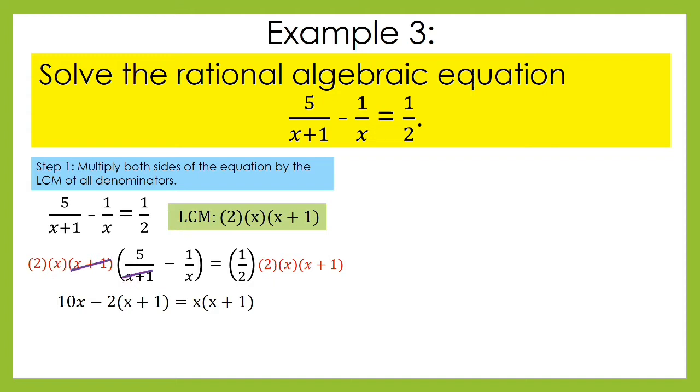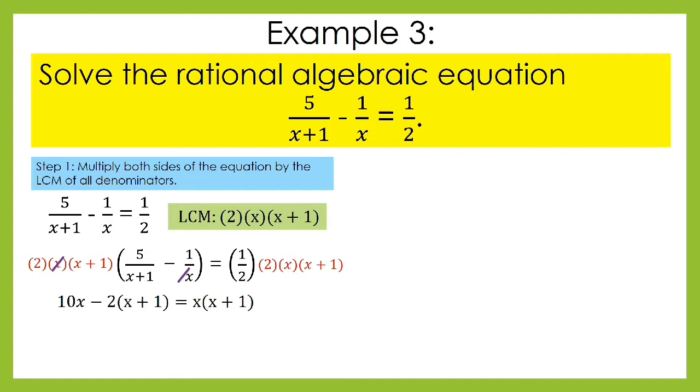Ang x plus 1 ay pwede nating makancel. Kaya may iwan na si 2x multiplied to 5. Kaya nakuha natin yung 10x. And then another, we will multiply LCM to negative 1 over x. Okay, so makakancel si x, may iwan si 2 and x plus 1 dito. Imumultiply natin kay negative 1. 2 times negative 1 is negative 2. Okay, multiply to x plus 1.